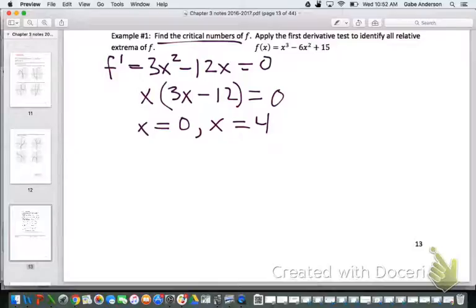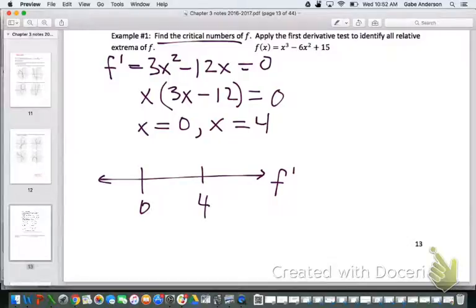To do that, we're going to make a sign chart. I think a sign chart is a good graphic for us. So, little number line. I always label my sign charts for what they are. This is going to be an F prime sign chart. Later on, we might do an F double prime sign chart, and that would mean something entirely different. So I usually label these with whatever they happen to be. We always put our critical numbers on the sign chart, so 0 and 4.